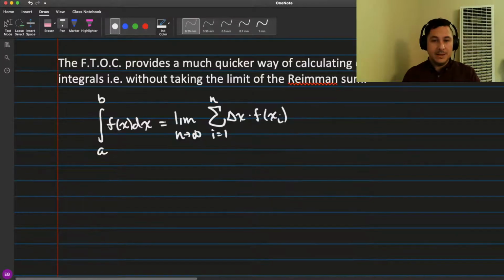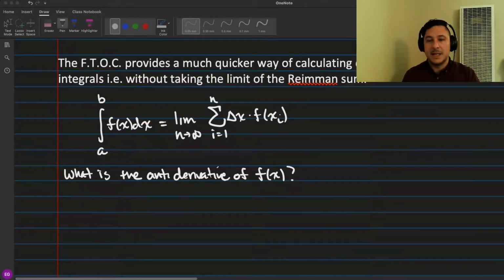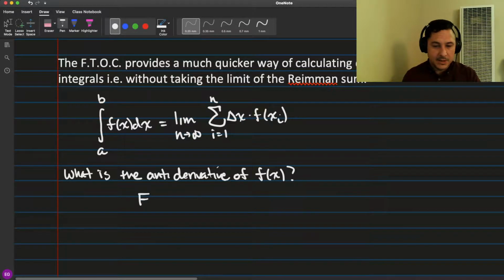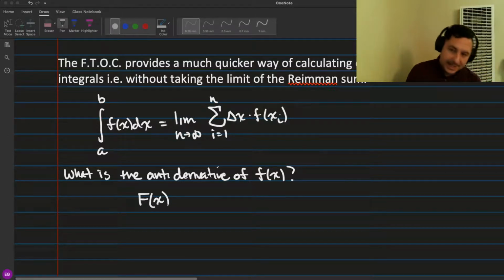So what does it mean? What is the antiderivative of little f of x? How do we always designate that? Big F of x. Cool. So the antiderivative is always big F of x. How do you know if big F of x is the antiderivative of little f of x?